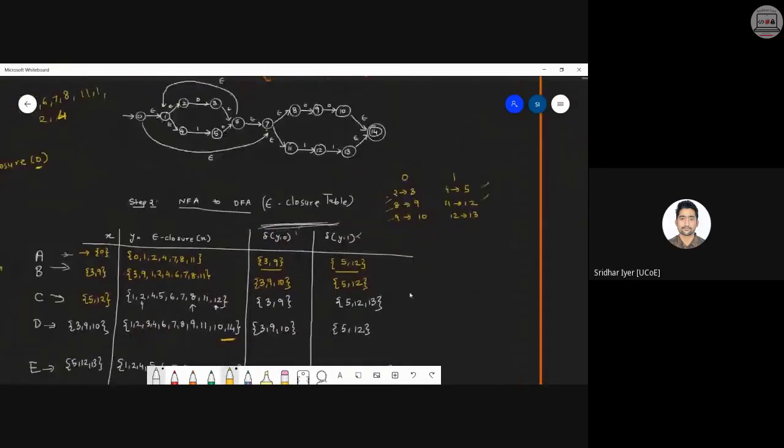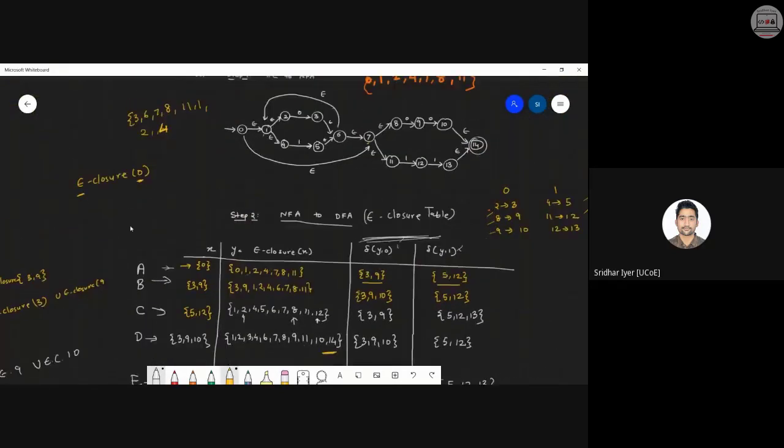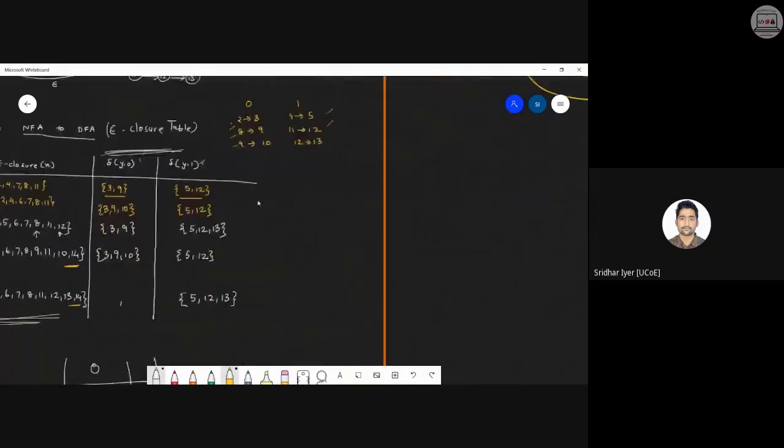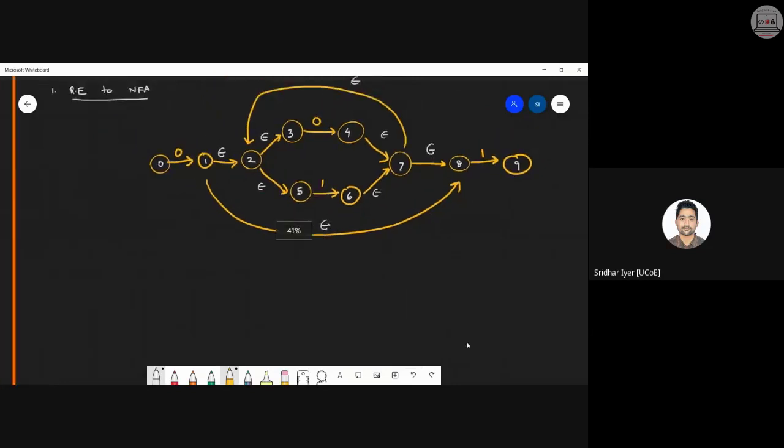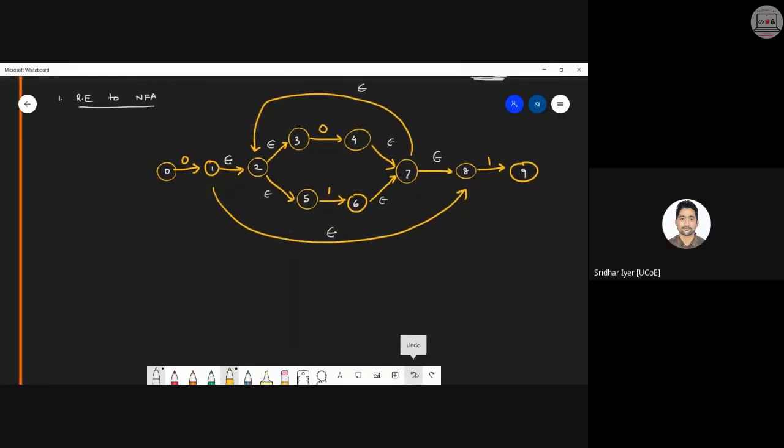Now read your step number two. Step number two is you need to construct this table, that is NFA to DFA or epsilon closure table. So we can move ahead. Okay. Step number two is NFA to DFA. That is also called as epsilon closure table, if you remember.